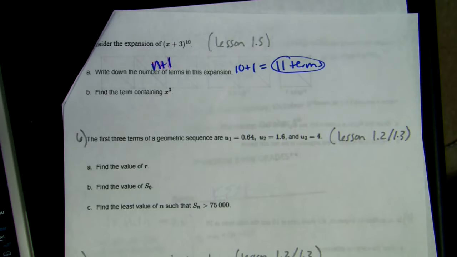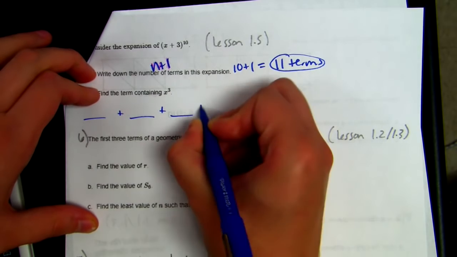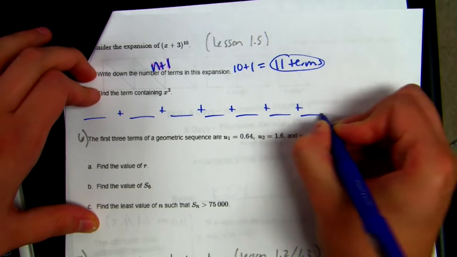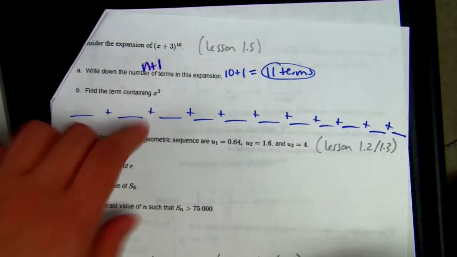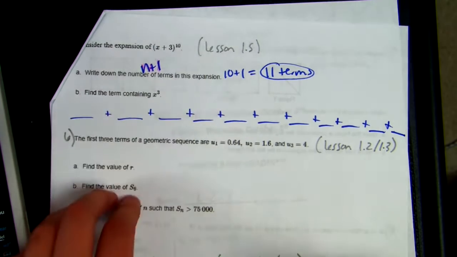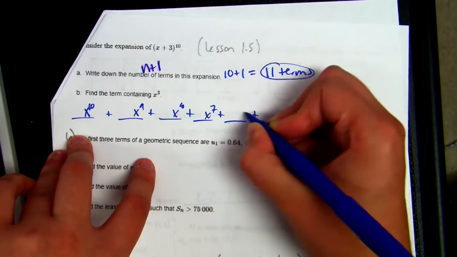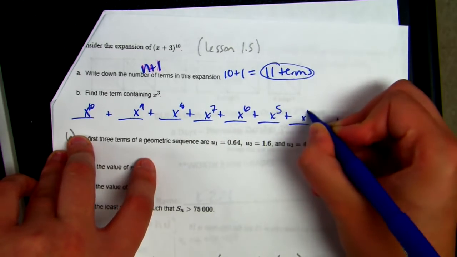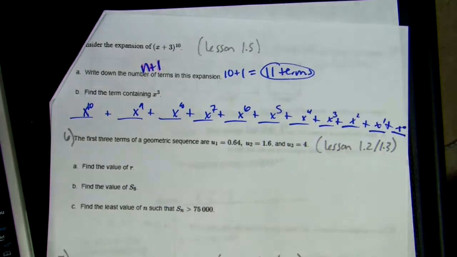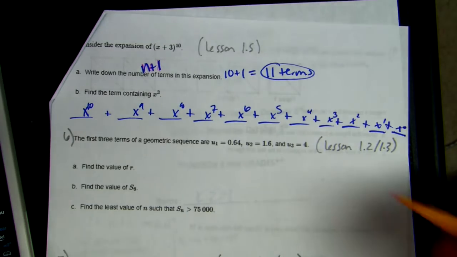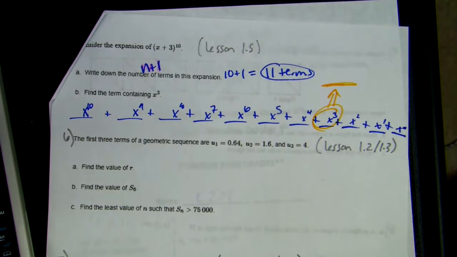This is a lot, so I'm going to write out my 11 blanks. 1, 2, 3, 4, 5, 6, 7, 8, 9, 10, 11. Once again, this time I'm actually lucky because it is just x to the 10th, so I'm going to start with that. X to the 10th, x to the 9th, the 8th, 7th, 6th, 5th, 4th, 3rd, 2nd, 1st, and x to the 0. I am focusing once again on the x to the 3rd term. I don't really know why they're using that term so much, but that's where we're looking.